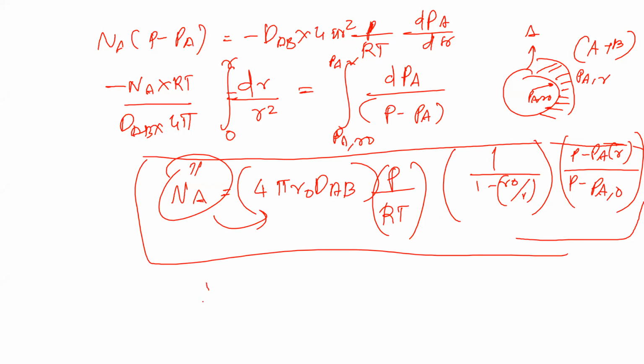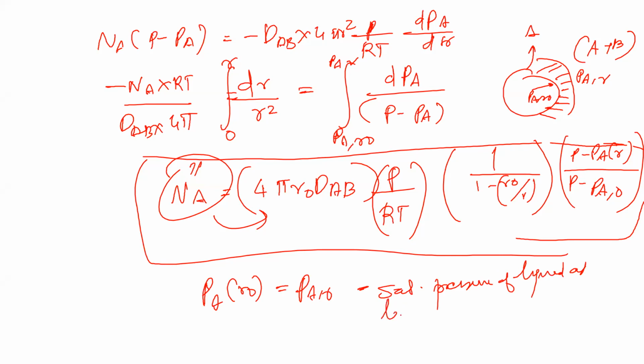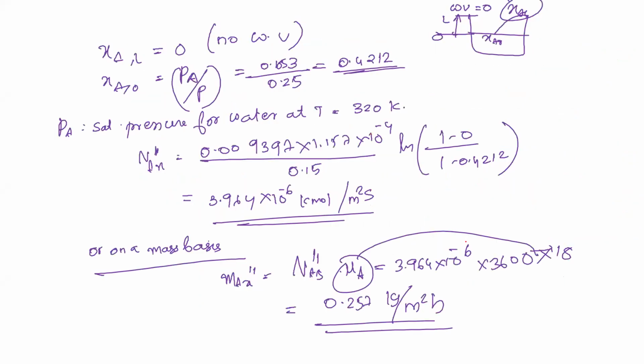Okay, so PA of R0, what is that? It is equal to PA0, which is the saturation pressure of the liquid at temperature T, right? So finally we get that expression. If you substitute that, you will get the corresponding values.